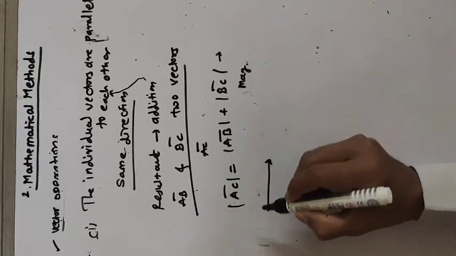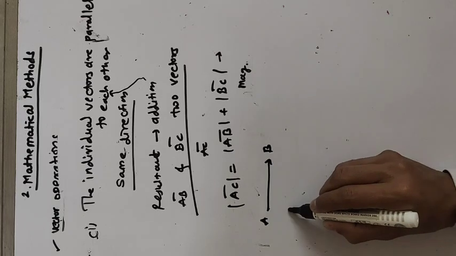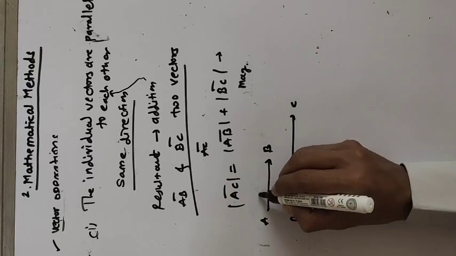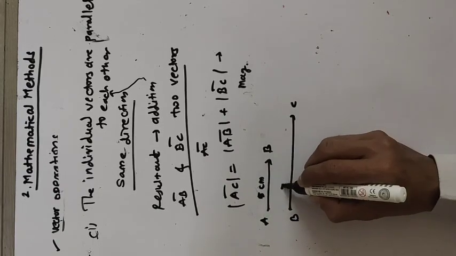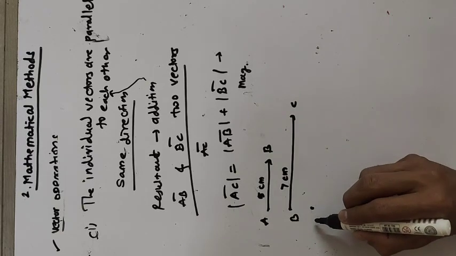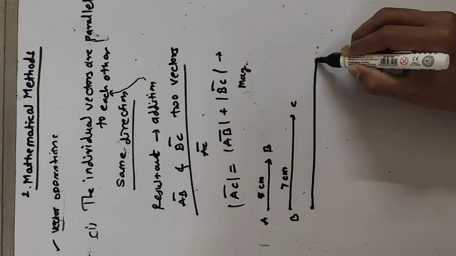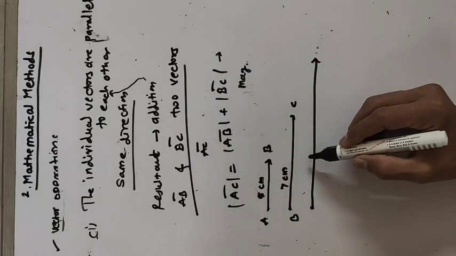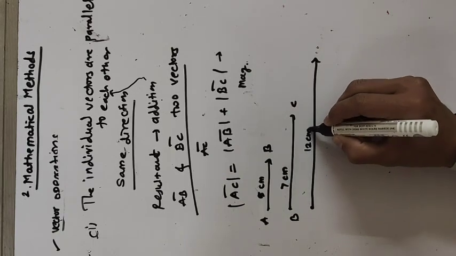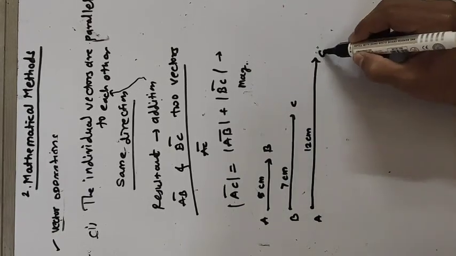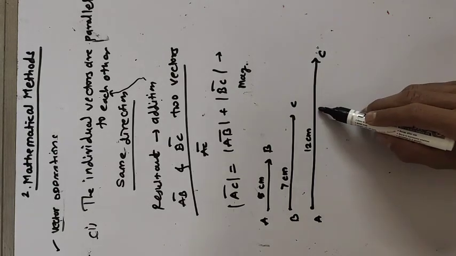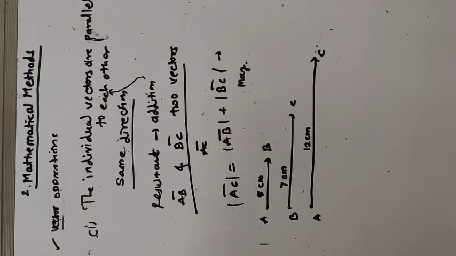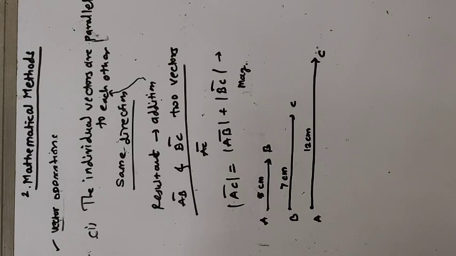because this is AB bar, this is BC bar, the second vector. If AB has a magnitude of 5 cm and BC has a magnitude of 7 cm, then the resultant AC has a magnitude that is the addition of the individual vectors, that is 12 cm. And the direction of the resultant is the same as the individual vectors. This is the case when the individual vectors are parallel to each other.